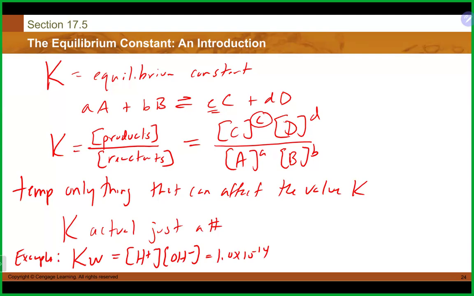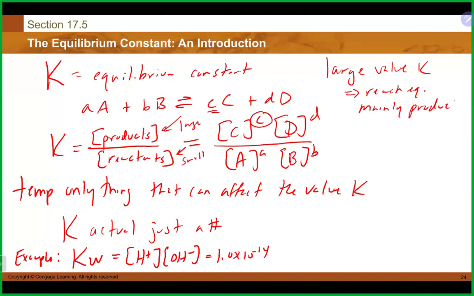Since it's just a number, it does give us some important information about what is going on in that reaction. So, for example, if I have a large value of K, and since K is basically calculated by taking products divided by reactants, the only way to get a large value of K would mean that the top would need to be large, and the bottom would need to be small. And that would tell you that when you reach equilibrium, you mainly have products. So if you have a large value of K, it tells you when you do reach equilibrium, you're going to mainly expect products to be present.